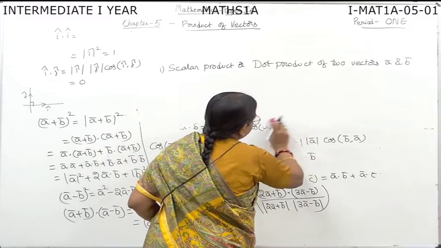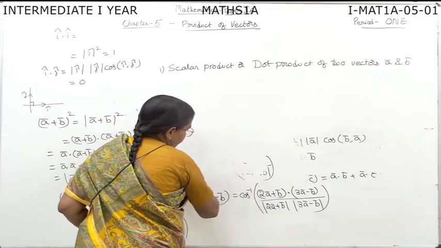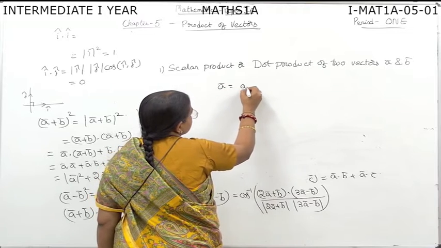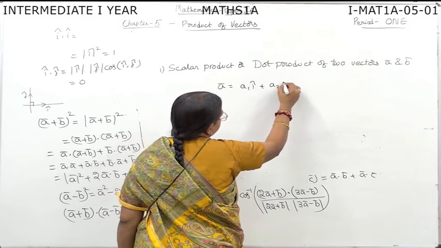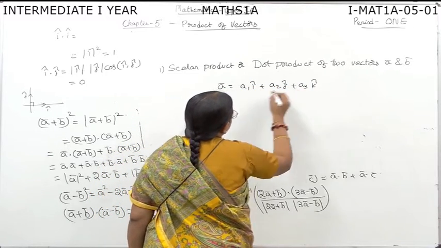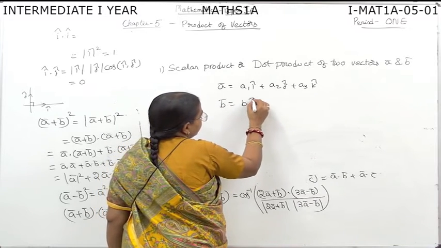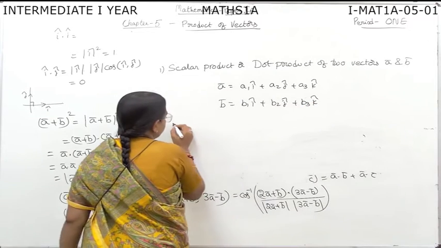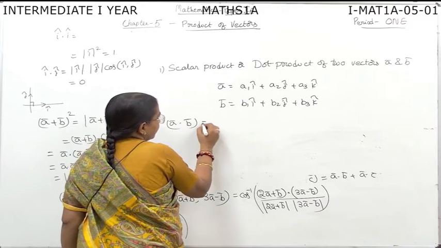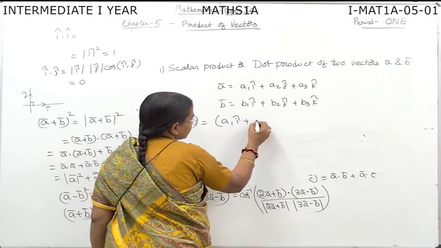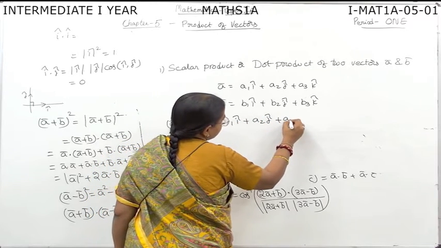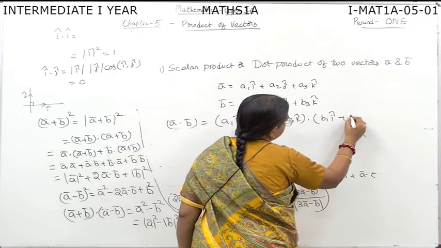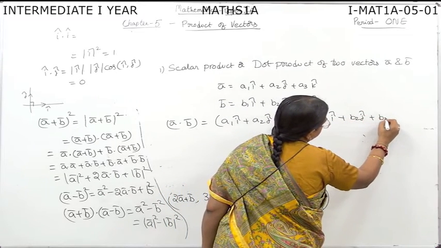Now we'll write one important formula which we use in many of the problems. That is, suppose you have a as a1 i plus a2 j plus a3 k and b as b1 i plus b2 j plus b3 k, and you are finding the dot product a dot b. a dot b is (a1 i + a2 j + a3 k) dot (b1 i + b2 j + b3 k). Proof is not necessary. If you just learn the formula, that is enough, and understand how we are getting this formula.